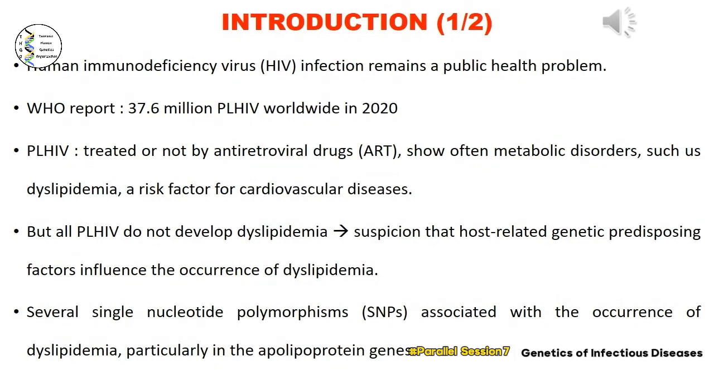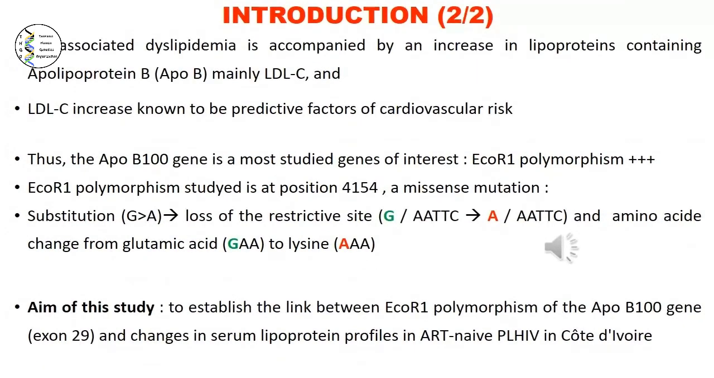However, not all these patients develop dyslipidemia, raising the suspicion that host-related genetic predisposing factors influence the occurrence of dyslipidemia. Several single nucleotide polymorphisms are associated with the occurrence of this disorder, particularly in apoprotein genes. It has been shown that HIV-associated dyslipidemia is accompanied by an increase in lipoproteins containing apoprotein B, particularly LDL cholesterol, which increase is known to be one of the predictive factors of the cardiovascular risk.